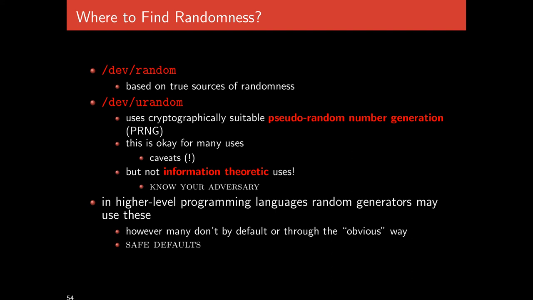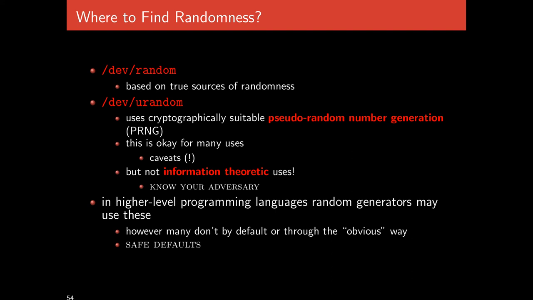/dev/urandom, on the other hand, uses a cryptographically secure pseudo-random number generator to generate randomness. So it uses a seed based on /dev/random to seed a cryptographically secure random number generator. And so if you cat /dev/urandom, it'll just print nonstop. There's no entropy pool that empties out and then you have to move the mouse around for it to read some more. It'll just print and print and print because it's generating this randomness algorithmically. And this is great for many uses, but there are caveats. It is not for information theoretic uses, so you should know your adversary.